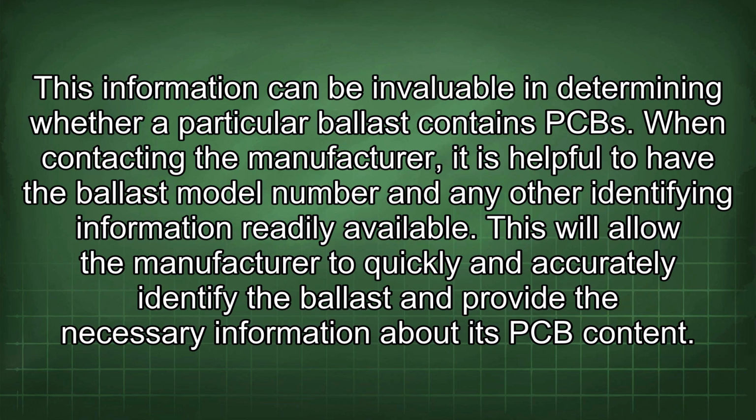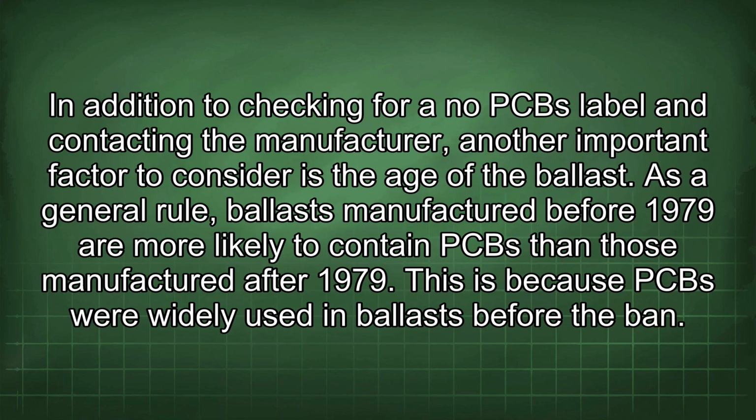When contacting the manufacturer, it is helpful to have the ballast model number and any other identifying information readily available. This will allow the manufacturer to quickly and accurately identify the ballast and provide the necessary information about its PCB content. In addition to checking for no PCB label and contacting the manufacturer, another important factor to consider is the age of the ballast. As a general rule, ballasts manufactured before 1979 are more likely to contain PCB than those manufactured after 1979. This is because PCB were widely used in ballasts before the ban.